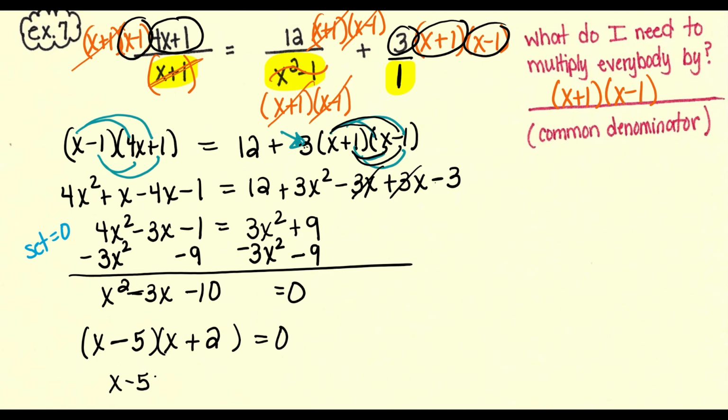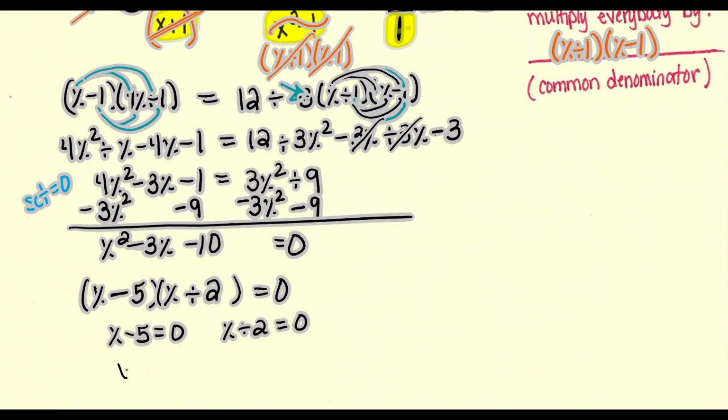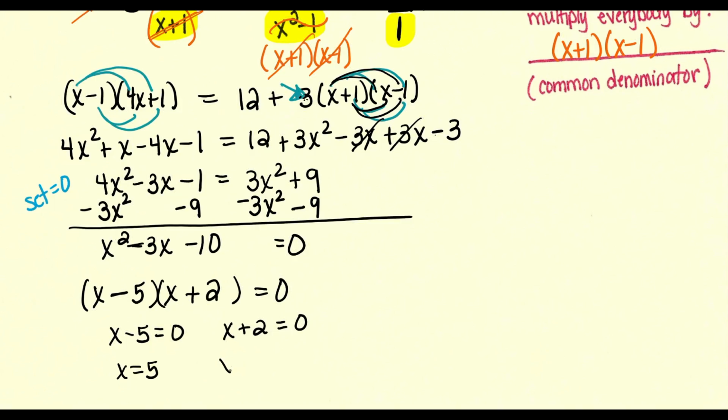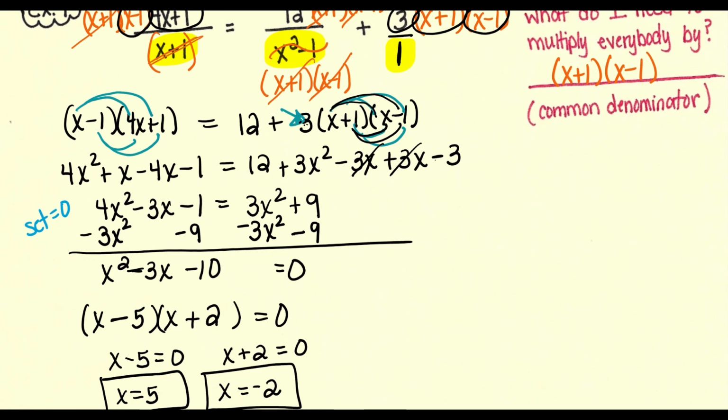So set each one equal to 0. And then I will get x equals +5 and x equals -2. We probably want to do just a spot check just to make sure. If you look at your denominators here, the only thing that would mess you up is a -1 or a +1. So both of those answers are going to check.